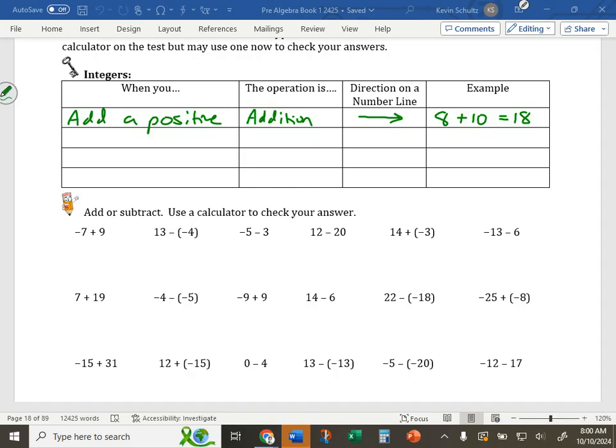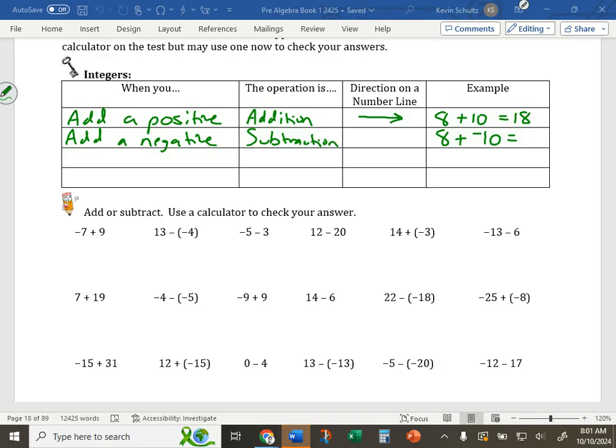Next is adding a negative. Now, what does adding a negative look like? I'm going to start with the example first. Adding a negative would look like 8 plus negative 10. This 10 being negative, what operation is that really saying? When you add a negative, what operation is it telling you to do? To go to the negatives. So what operation would that be? Subtraction. The operation is subtraction.